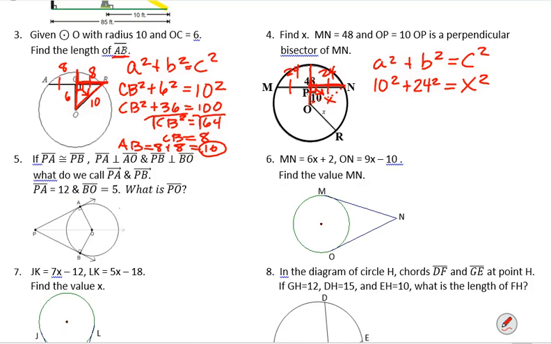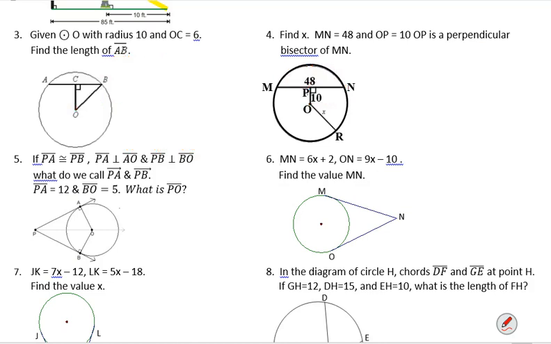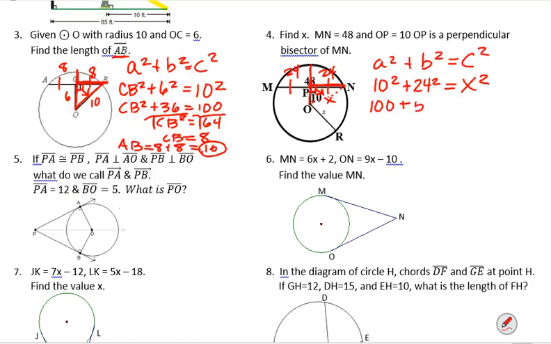So what we're going to do is get 100 here, and add that to 576. That's going to be my x squared. That's going to give me 676 equals x squared. Once again, when I want x, I'm going to have to take the square root of both sides. So x is equal to 26 here.